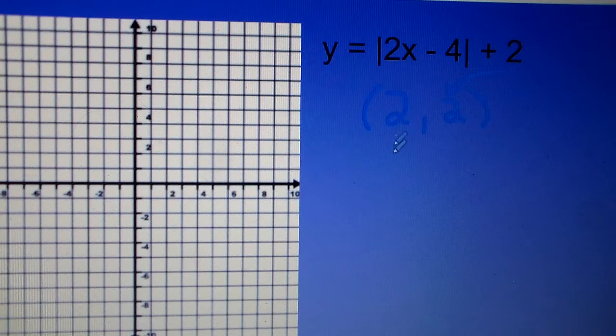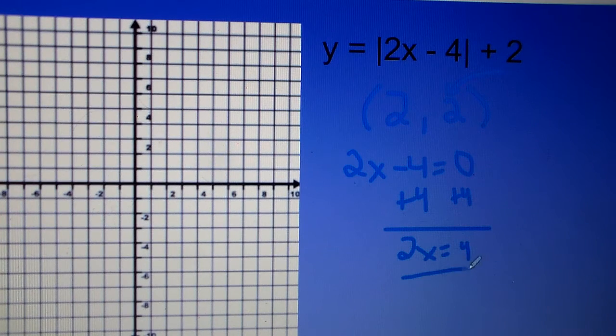To get this positive 2, if you're going old school, you do 2x minus 4 equals 0. Add 4 to both sides. 2x equals 4, divide by 2 on both sides, and you get x equals 2. Or simply use a graphing calculator to find it. A little bit easier.